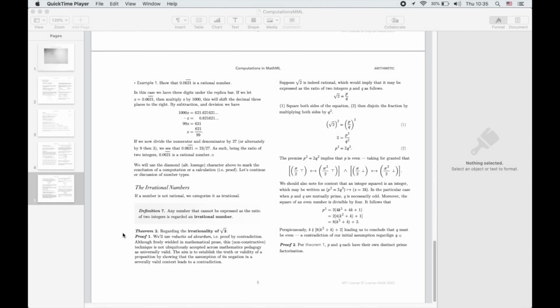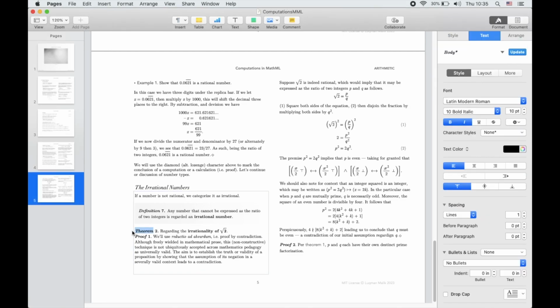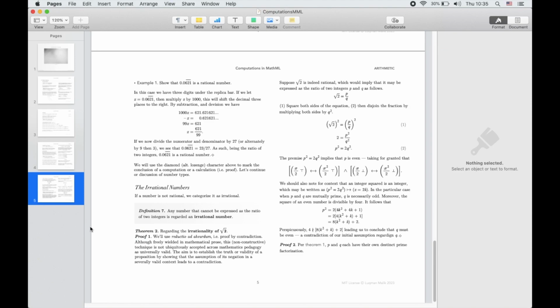So regarding the irrationality of root 2, theorem 2 down here, we're going to use proof by contradiction. So suppose root 2 is indeed a rational number, which would imply that it may be expressed as the ratio of two integers p and q, as follows. Root 2 is equal to p over q.